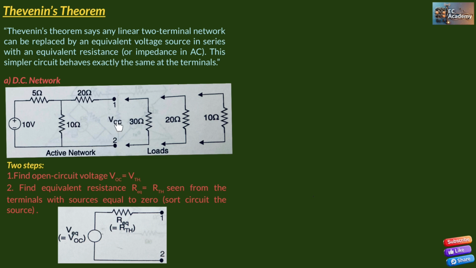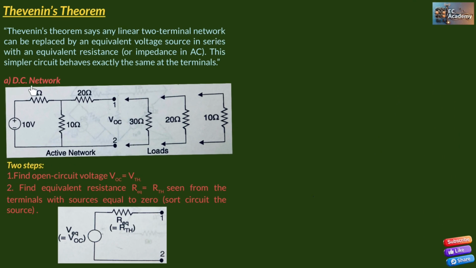That's why we can replace this complex circuit towards the left side, which is known as the active network, with a single voltage source and a single resistance that are connected in series between these two terminals. In that case, even if we change the load across these two terminals, the calculation will be easy and simple. So, Thevenin's theorem states that we can replace this complex circuit between two terminals by a single voltage source which is in series with this single resistance, which will behave the same as this circuit between these two terminals.